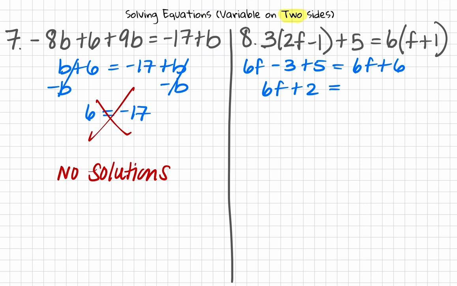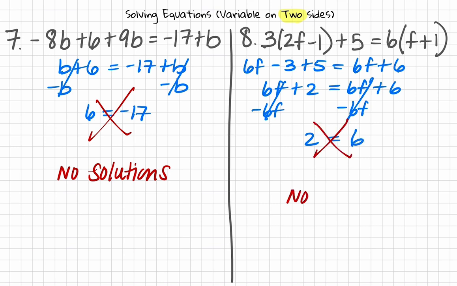6f plus 6. I'm going to try to get the like terms on the same side. So 6f canceled out, and that leaves me with 2 is equal to 6. Again, that can never happen because 2 is 2 and 6 is 6. So we have no solution.